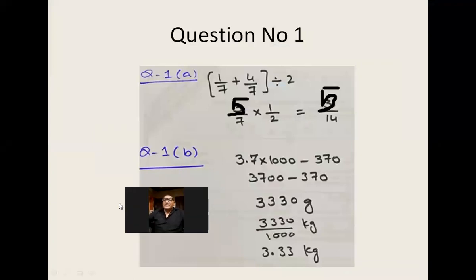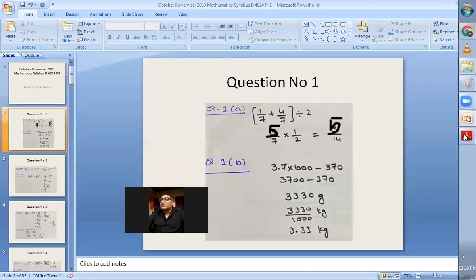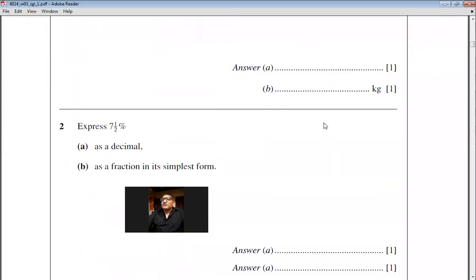So 3.7 multiplied with 1000 minus 370: 3700 minus 370 is 3330 grams. So this answer is in grams. You want to convert it to kg, you divide it by 1000, and that will be 3.33 kg. A very simple and straightforward question. Hope you have understood. Okay, let's move to the next question.